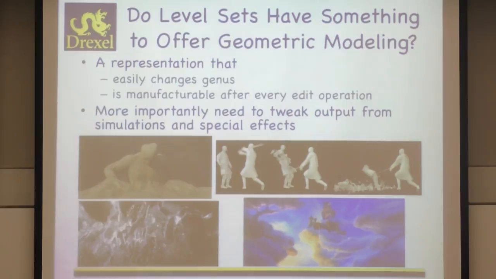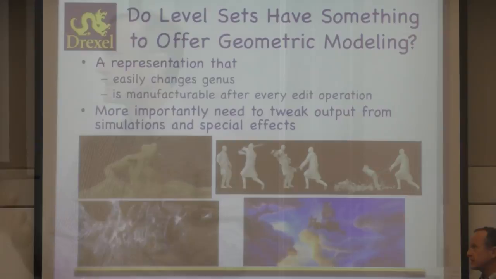So the question, even as I want to talk about this stuff, I ask myself, do level sets have something to offer to geometric modeling? And I think in that their representation easily changes genus, and is sort of guaranteed to be manufacturable. As long as you apply a proper level set evolution, the object will always be manufacturable. That seems like a pretty nice property.